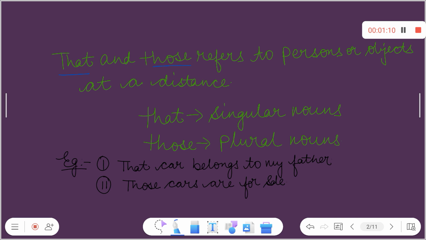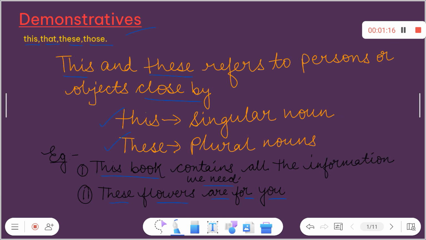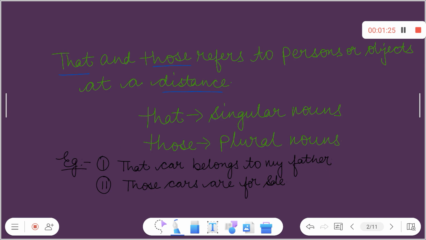Now we see where we use that and those. That and those refer to persons or objects at a distance. Previously what did we study? We studied closer by. We had studied that this and these are used when the objects are closer by. But what we are studying now is when we use that and those. Objects which are at a distant place, we use that and those. That is again used for singular nouns and those is again used for plural nouns.